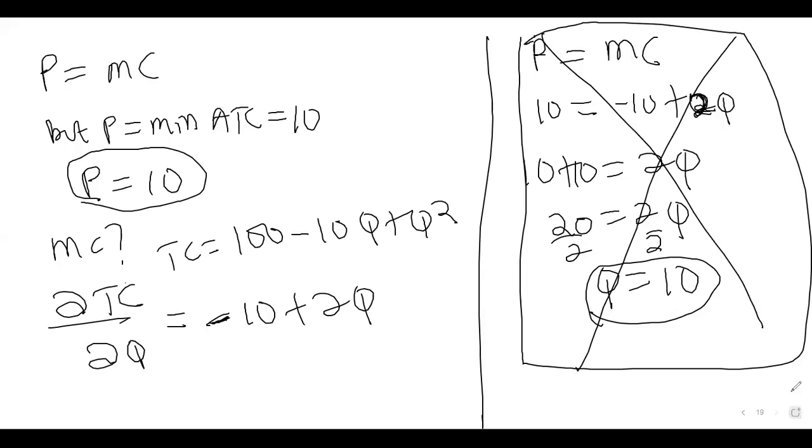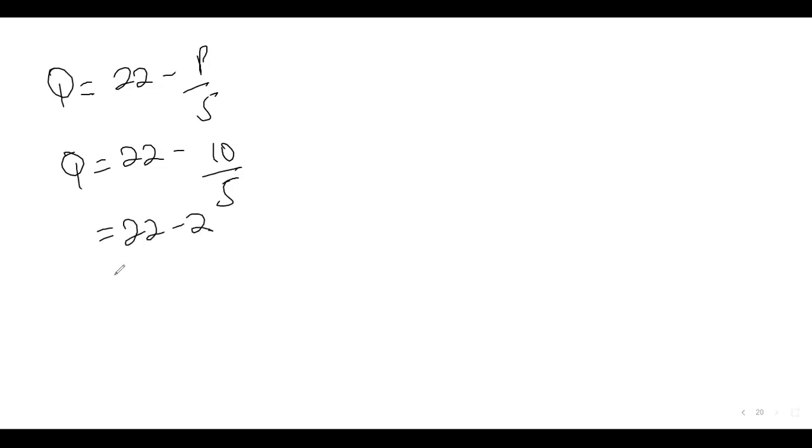Since the firm is not a perfect competitive firm, their output depends on price and their price depends on output, either way, okay? So if you remember, the question said quantity is 22 minus P over 5. So quantity will be equal to 22 minus 10 over 5. That will be 22 minus 2. So the quantity is 20.